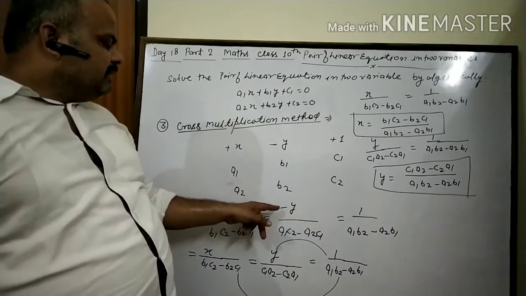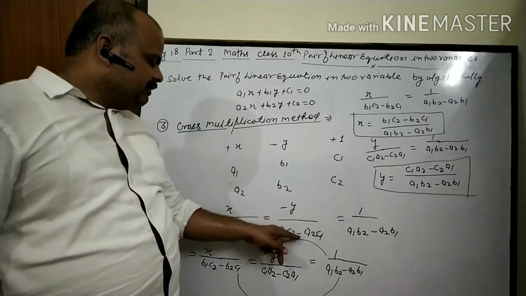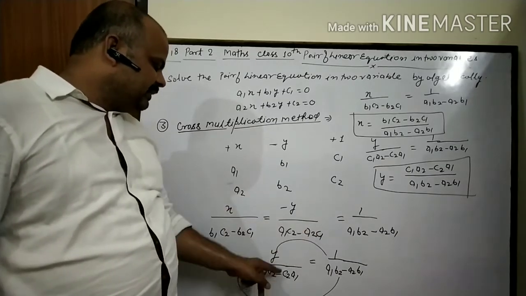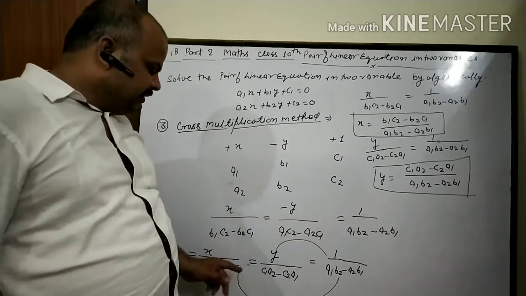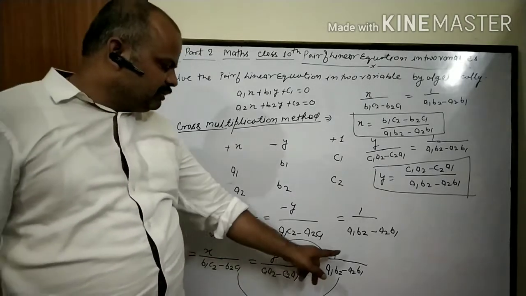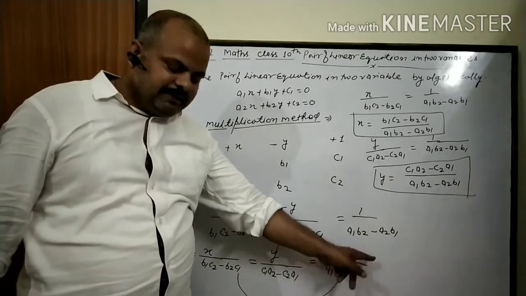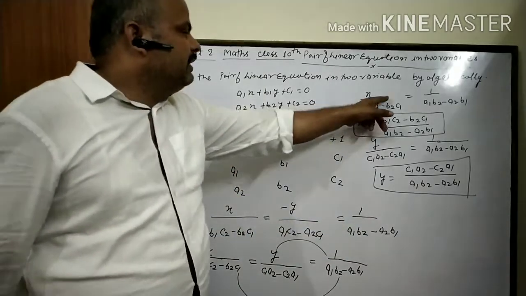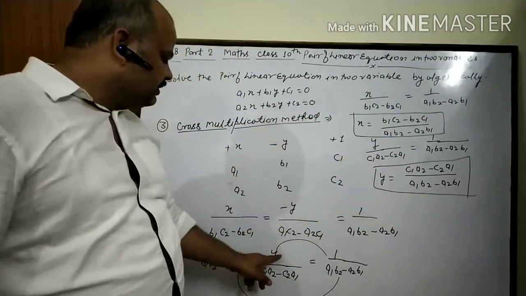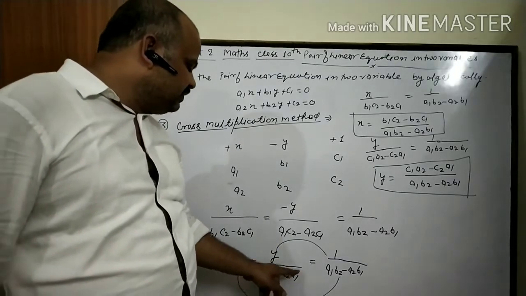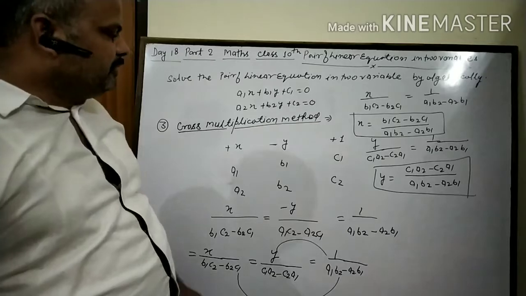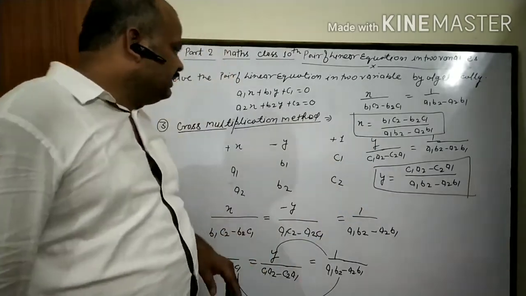Then after the sign, the denominators are changed, so it will be c1 a2 minus c2 a1. Then you can compare: x upon b1 c2 minus b2 c1 is equal to 1 upon a1 b2 minus a2 b1. Then we get the value of x. In the same way, compare y upon c1 a2 minus c2 a1 is equal to 1 upon a1 b2 minus a2 b1. Then you get the value of y, clear?